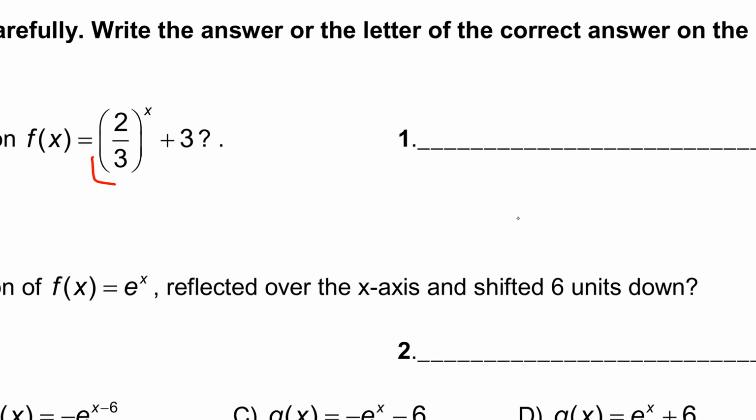First, is this exponential or log? Exponential. Growth or decay? Decay. So we roughly know what it looks like, right? Decay looks like that. Plus 3. What does this plus 3 do? Up by 3. Okay, so we have an idea of what it looks like. It's exponential decay, but shifted up by 3. You already know what the graph looks like.